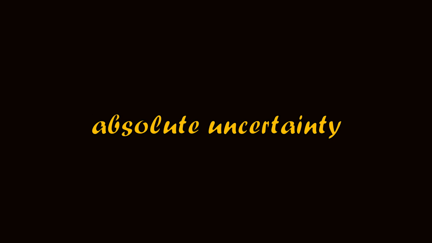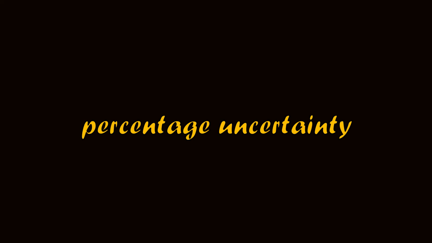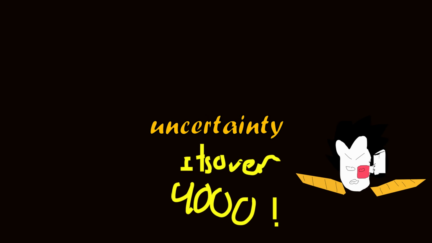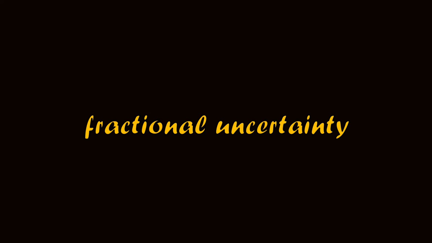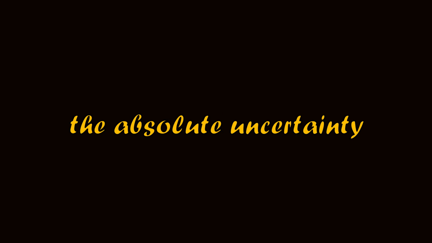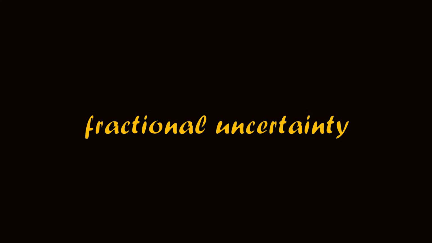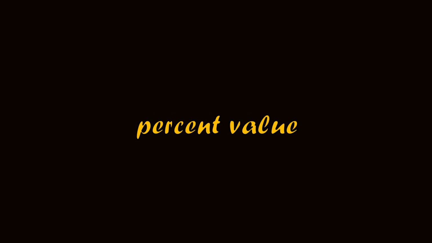Uncertainties exist in 3 forms. We have absolute uncertainty, fractional uncertainty, and percentage uncertainty. When given a set of data, the absolute uncertainty is the uncertainty of the measurement. For example, the uncertainty in the ruler, the uncertainty of the weighing scale, and more. In an average, the absolute uncertainty is the range over 2. The fractional uncertainty is the ratio between the absolute uncertainty and the measured value. And the percentage uncertainty is the fractional uncertainty multiplied by 100 to get a percent value.